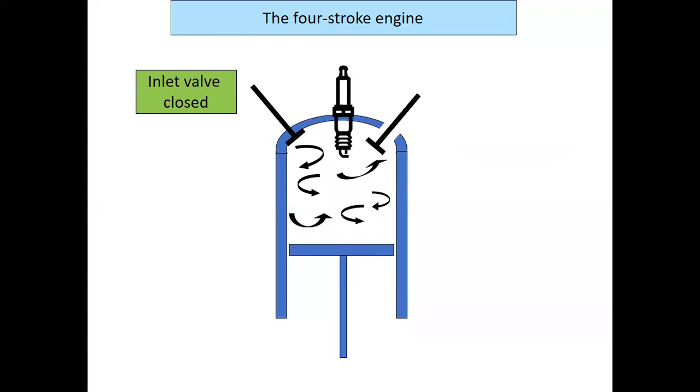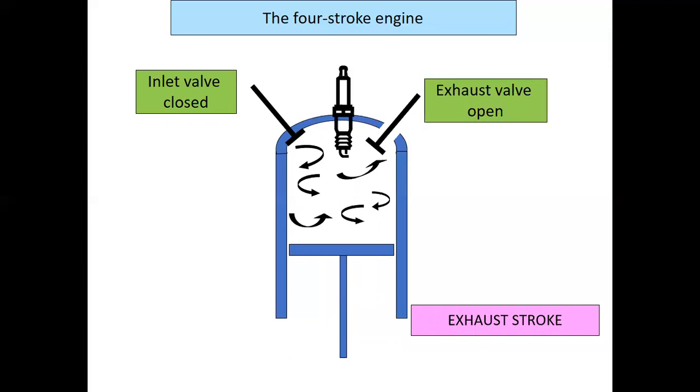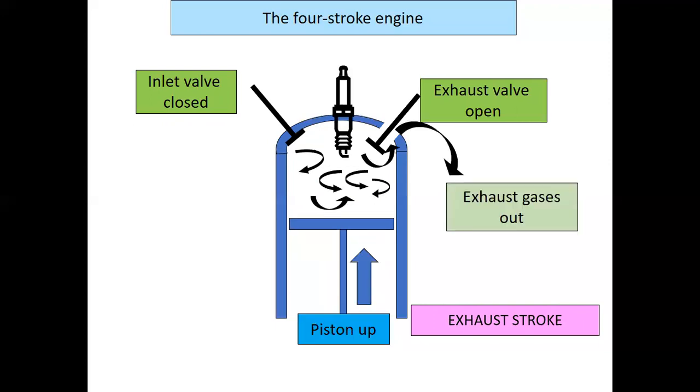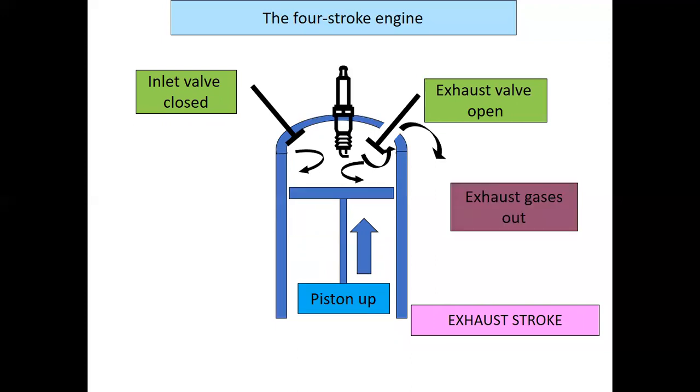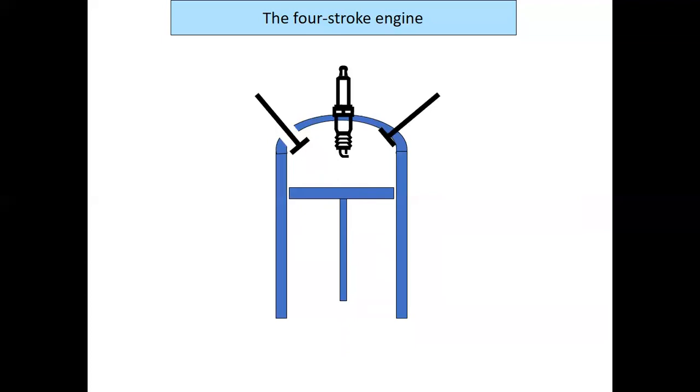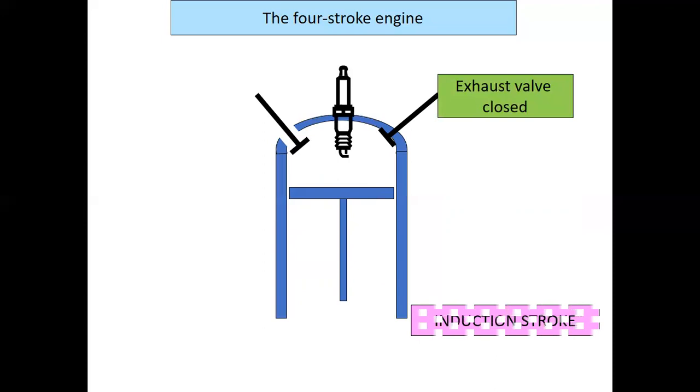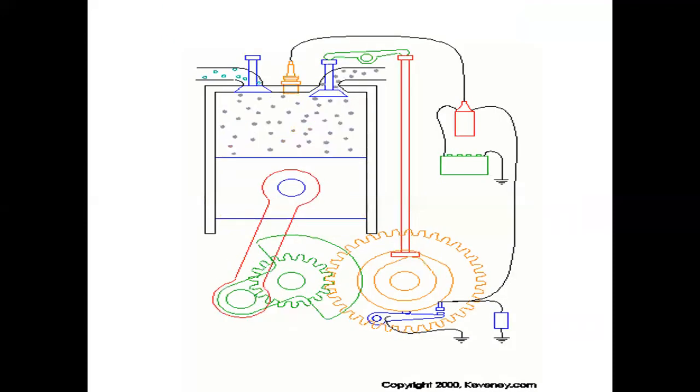And after that, the last stroke is the exhaust stroke. Here the exhaust valve opens, and the combusted mixture from the power stroke exhausts out through the exhaust valve during the exhaust stroke. During this stroke, the piston moves from bottom to top. The exhaust gas slowly goes out, and then the exhaust valve and inlet valve open, and this cycle continues.